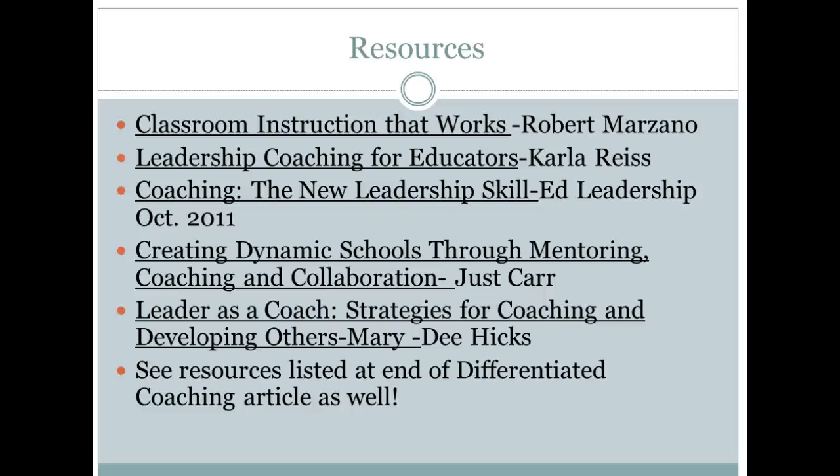Also, at the end of that differentiated coaching article, they have a bunch of IRA published texts that you could take a look at on coaching. The Literacy Coach's Companion, the Literacy Coach's Game Plan, the Literacy Coach's Survival Guide, Practical Literacy Coaching, Surviving but Not Yet Thriving, Essential Questions and Answers for Experienced Literacy Coaches. So there's a lot of resources out there on coaching.